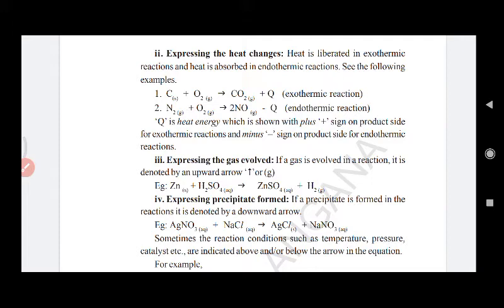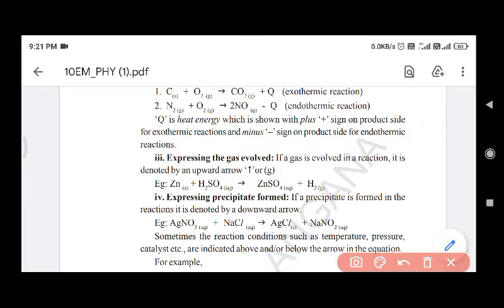The next one is expressing the gas evolved. While writing a chemical equation, if any substance evolved in the form of a gas, we have to represent it beside the symbol of the substance with an upward arrow. An upward arrow indicates the substance evolved in the form of a gas. Gas evolved means it is coming out in an upward direction. That's why we represent gas evolved with an upward arrow.